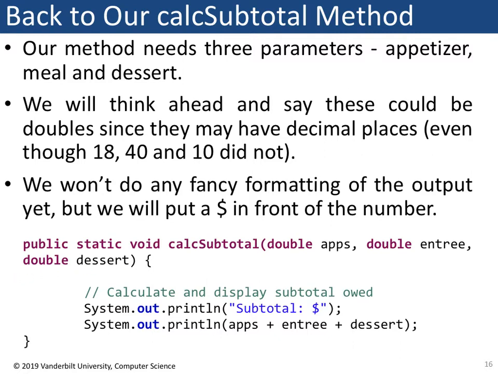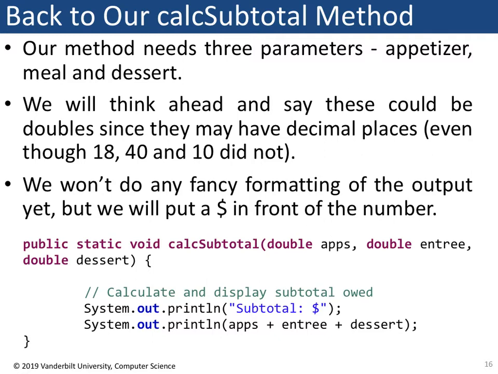So now let's write the code necessary to sum these and display them with some sort of statement about what we're displaying. So first of all, we'll display subtotal and a $ sign, and then we will do a carriage return. That can be accomplished using a printline statement. In the following statement, we have a printline statement, and we are going to print the summation of all three: apps, entree, and dessert.